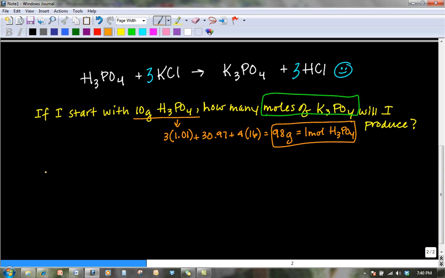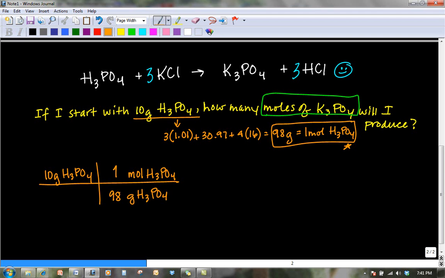Just like with any other stoichiometry problem, we always start with what we're given: 10 grams of H3PO4. Denote the unit. So I've got grams of H3PO4. I'm going to put above that moles of H3PO4. So I've got a number here that I have to put next to grams. I'm going to come over here and use this equation that I set up just a moment ago. 98 grams of H3PO4 equals 1 mole of H3PO4. And that's what I'm going to put here.